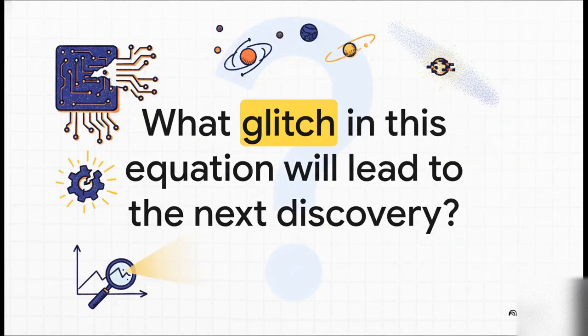Right now, this equation works with breathtaking accuracy. So much so that physicists are having a really hard time finding any situation where it fails. But they keep looking. They keep pushing it, testing it, searching for a crack. Because they know that in that first tiny glitch, that's where the clue to the next great discovery is hiding. So the real question is, what glitch in this equation will lead us there?